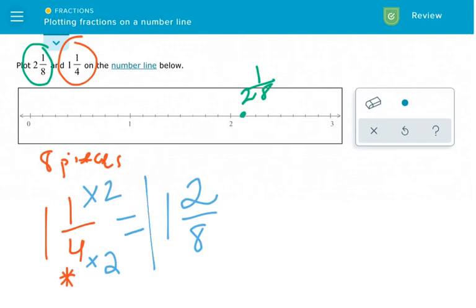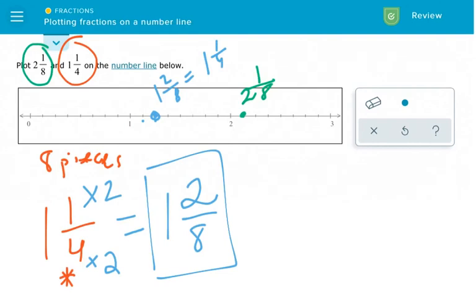So this mixed number is going to live between 1 and 2. I go to the 1, okay, and then I move over 1/8, 2/8. Okay, so this point right here is going to be 1 and 2/8, which is the same thing as 1 and 1/4.